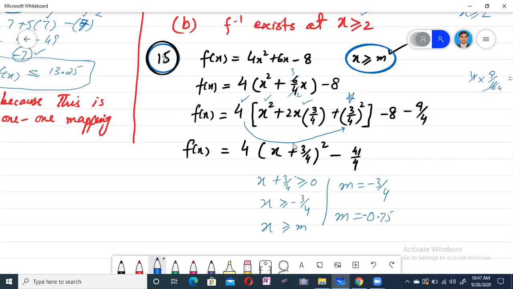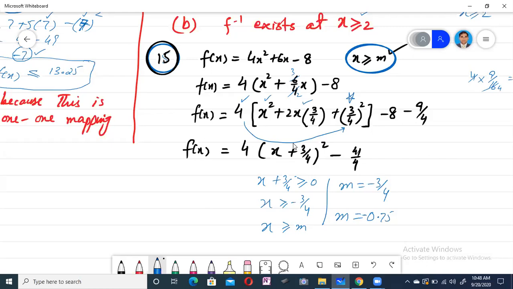It means at the place of m, as given x is greater than m, at the place of m there is minus 3 by 4. Understood? Yes, sir. So we always find the value of x from this perfect square. Yes.